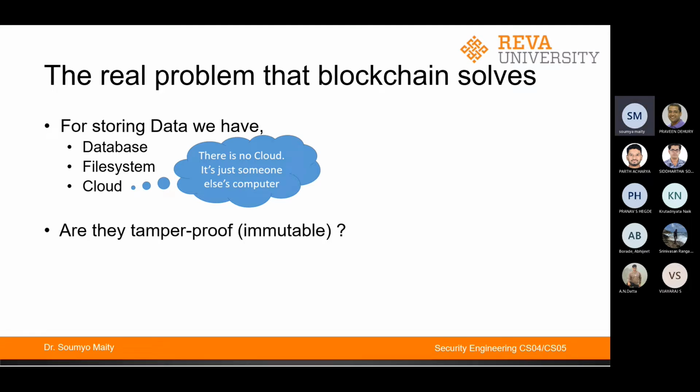But the question is, are they tamper-proof or immutable? That means for this database, there is somebody who is maintaining it. Somebody is owning it, somebody is creating the database, and they can change anything in it. We just trust them that they will not, but they can.